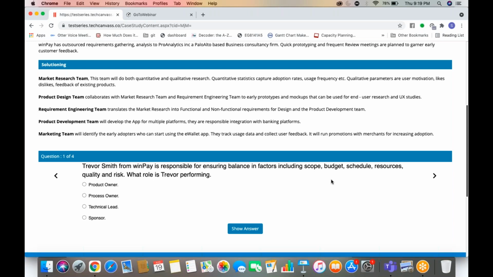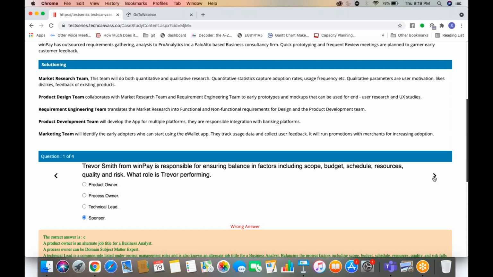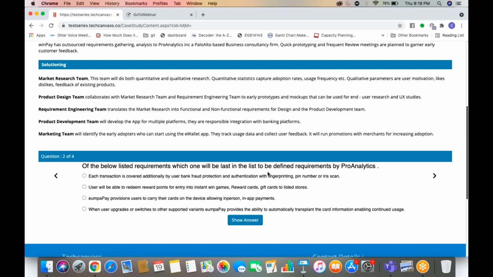The next question: of the below listed, which one will be the last in the list to be defined requirements by Pro Analytics? This question, only when you read the context, you will be able to answer. Here also I'm just clicking because I don't have time, and then going to the next question.